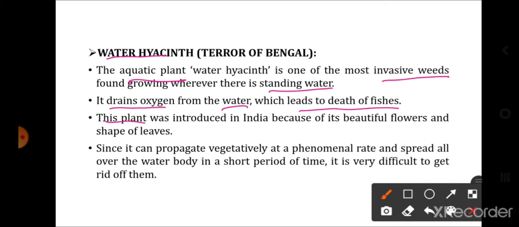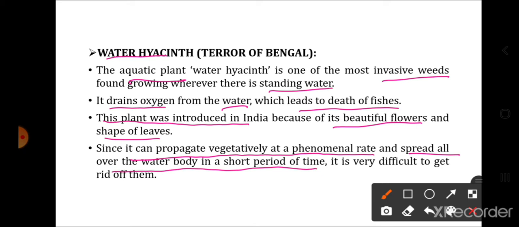Now this plant was introduced in India because of its beautiful flowers and shape of leaves. Normally this plant was not found in our region, but due to its beautiful flowers and the shape of leaves, it was introduced in our country. Since it can propagate vegetatively at a phenomenal rate and spread all over the water body in a short period of time, it is very difficult to get rid of them.